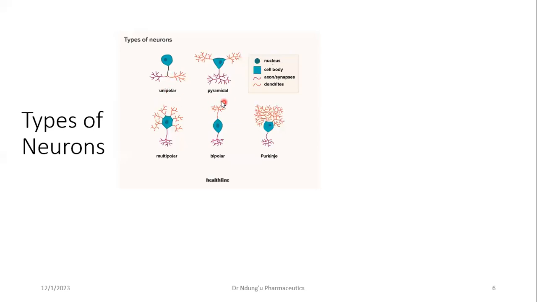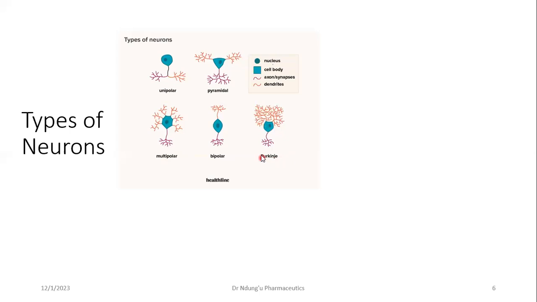Uni means one. Then pyramidal means pyramid. So a pyramid has 3 parts, so it has 3 dendrites from one cell body. Then multipolar has several. Multi means several. So you can see here is a cell body, and there are several dendrites from the one cell body. Bipolar means 2. So here there are 2 projections of dendrites from the cell body.